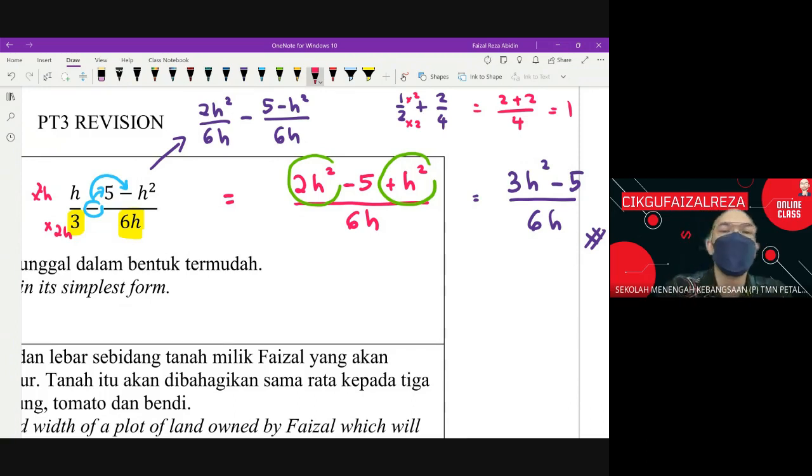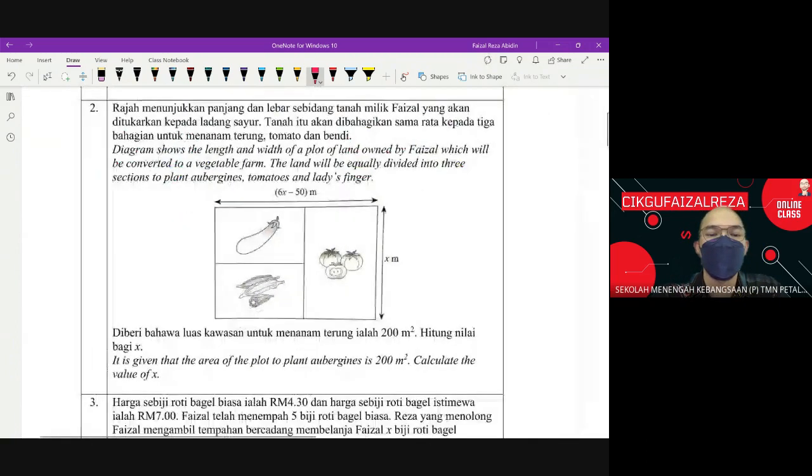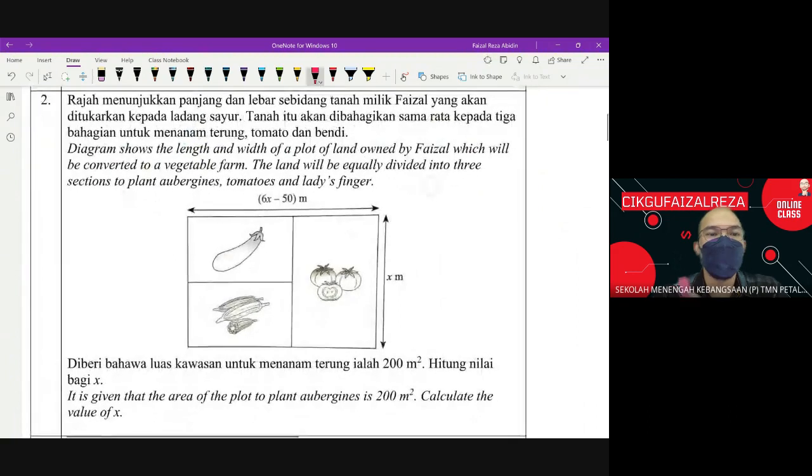Okay, if you look at the questions here, number 2. The diagram shows the length and width, which will be converted to a vegetable farm. The land will be equally divided into 3 sections to plant aubergines. Someone asked what aubergines are? Up here there is eggplant, aubergines. Okay, thank you. And then tomato. And ladyfinger is our okra there.